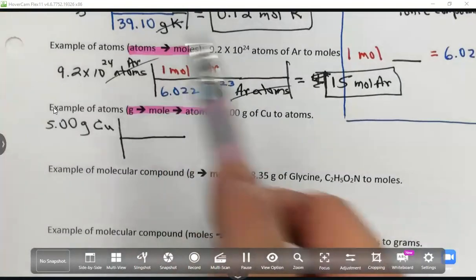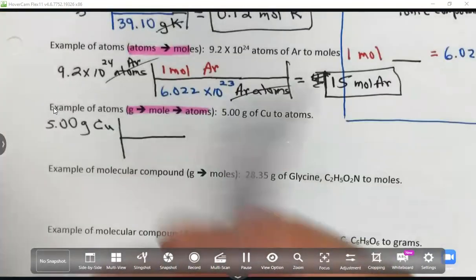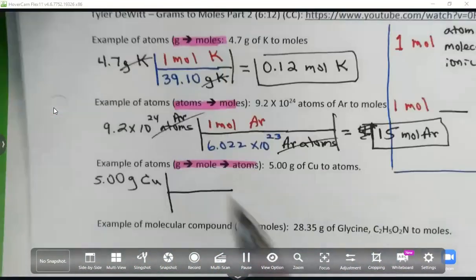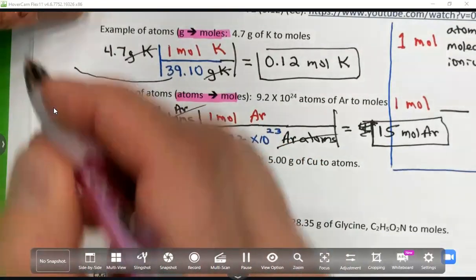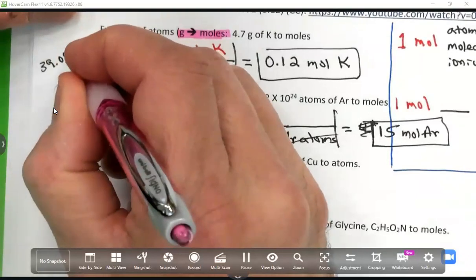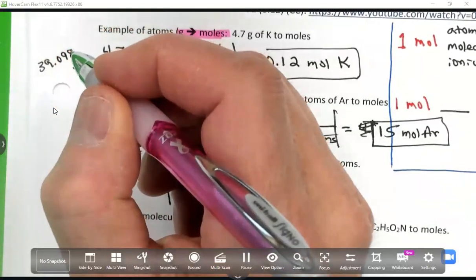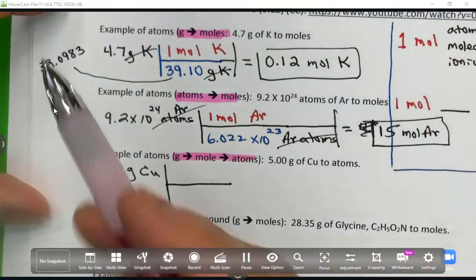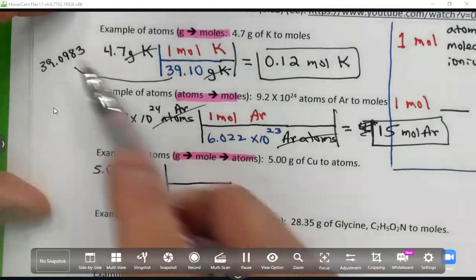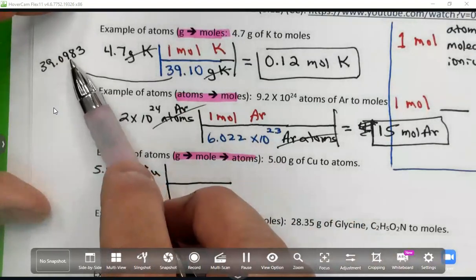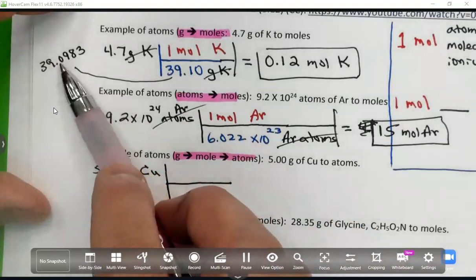Which one? This one? Isn't that 39.09? It's 39.0983. So if I round this to 2 decimal places, this 8 would increase this 9. So then we get 39.10.